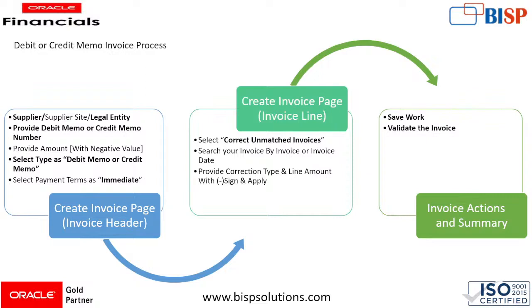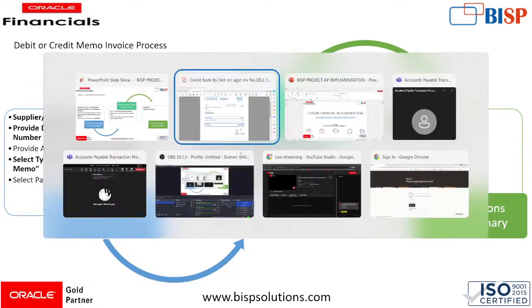Then select the correct unmatched invoices in the create invoice page, in the invoice line. Search for your invoice by invoice number or invoice date, provide the correction type and line amount as negative, and apply. Save the work and validate the invoice. So let us navigate in the application to see how things are performed.